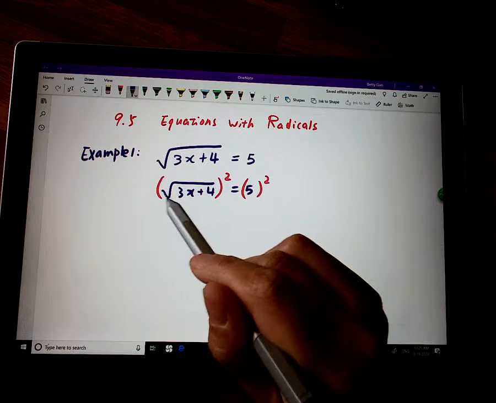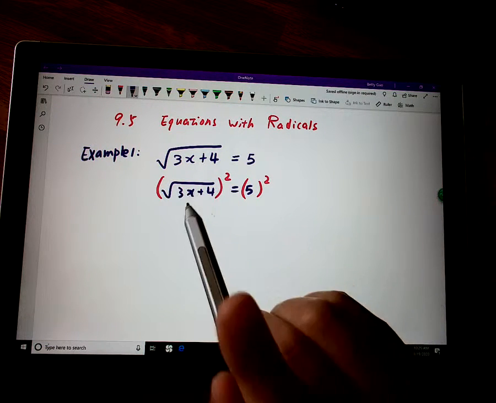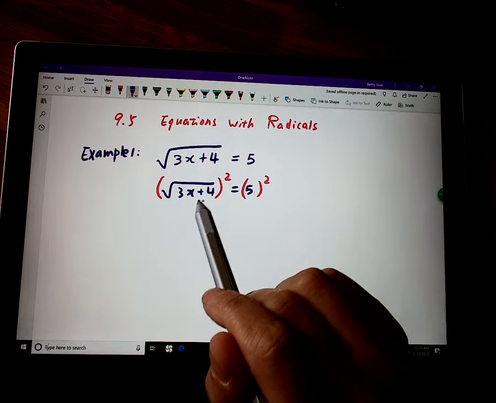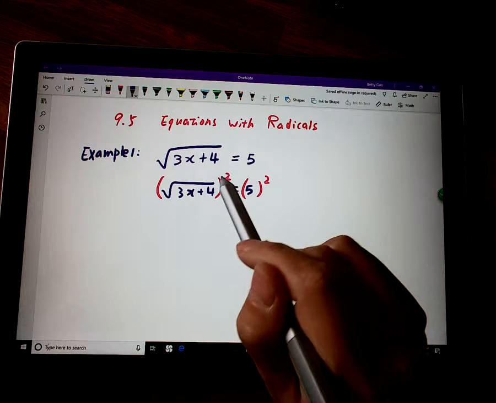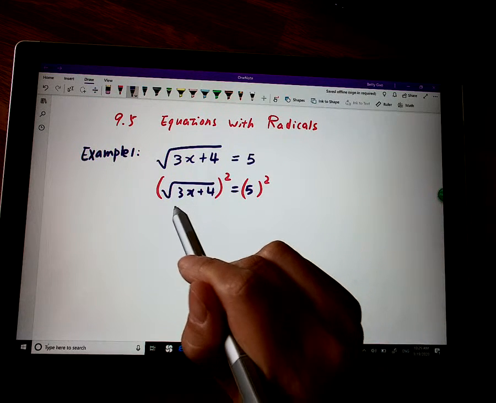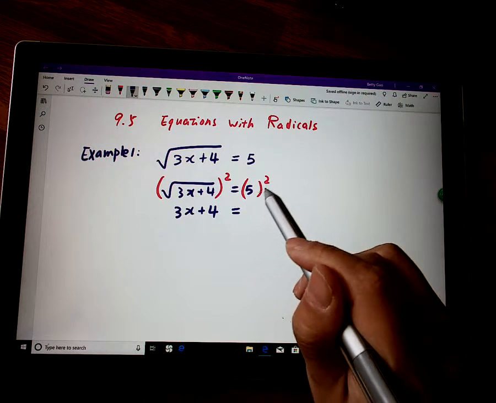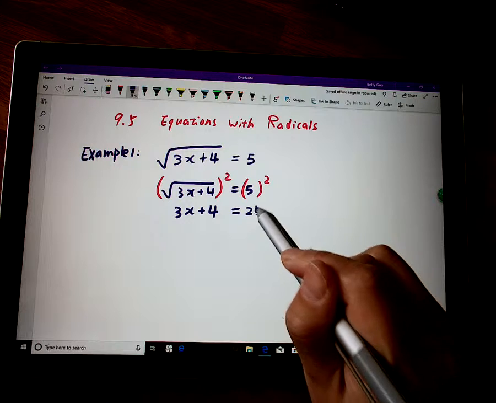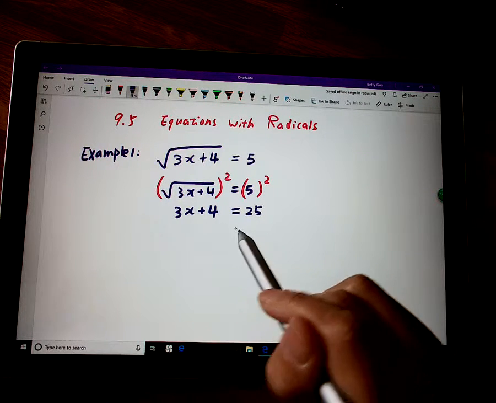That's what happens after this. The square cancels out the square root. Squaring and taking the square root are inverses. Remember we talked about this at the beginning of chapter 9. So square and square root cancel out. The left-hand side becomes 3x plus 4. The right-hand side, the square of 5, is 25. And we have a very simple linear equation now.